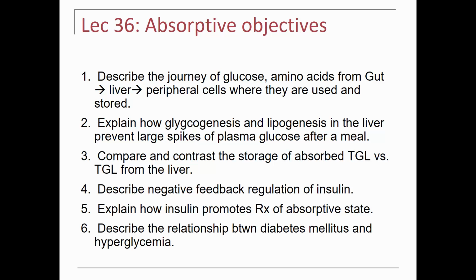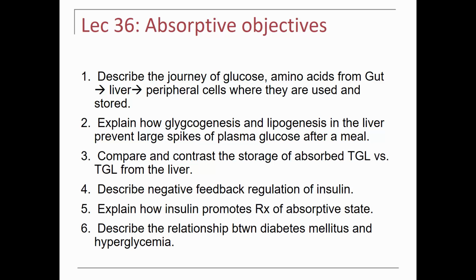So the liver acts like a buffer for the rest of the body to prevent these large spikes in plasma glucose. We also want to think about the idea that you ingest some fatty acids and triglycerides that are broken down into glycerol and fatty acids, reassembled into triglycerides, packaged in a chylomicron, and sent on to the adipose tissue. But your liver also can make new fats, and those fats are packaged in VLDLs and sent to adipose tissue.